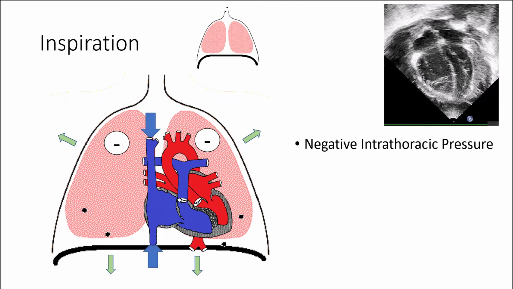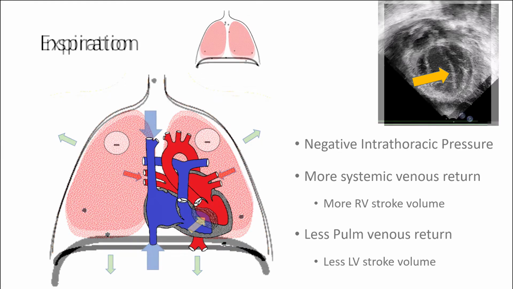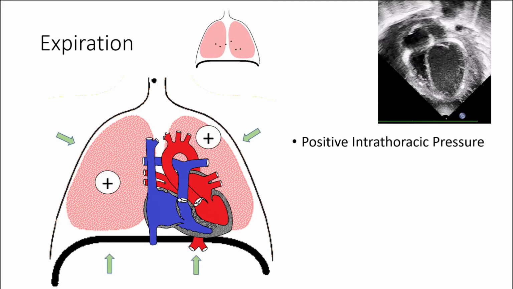Whenever there is more volume in the right ventricle, when it cannot expand outwards, invariably the septum will get pushed towards the left ventricle. That is what you clearly see in this echocardiographic image with a pericardial effusion. The opposite happens during expiration.